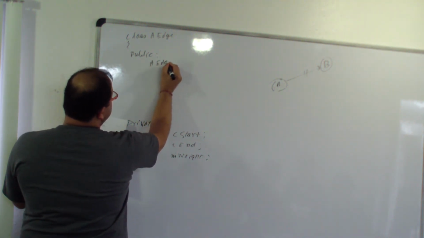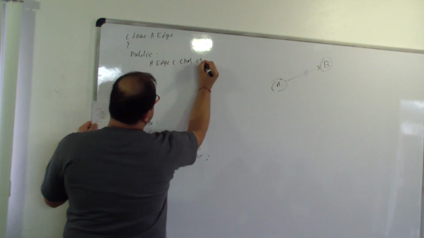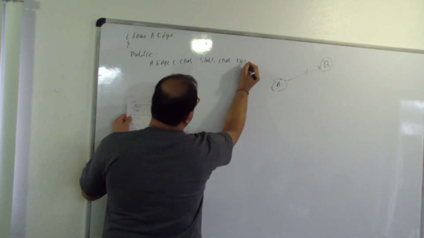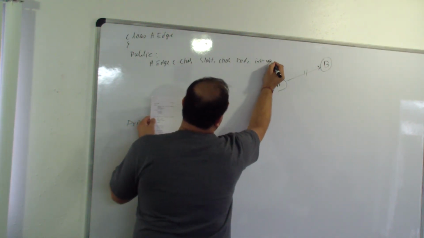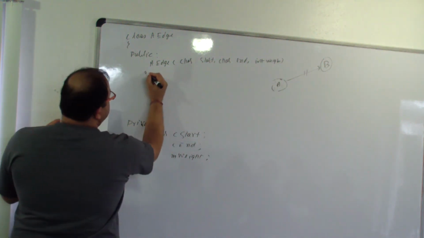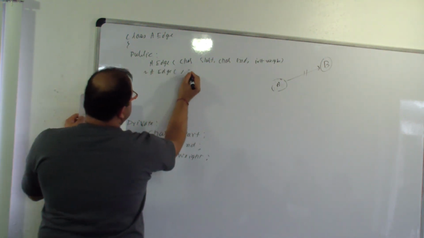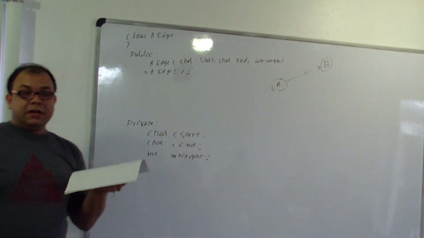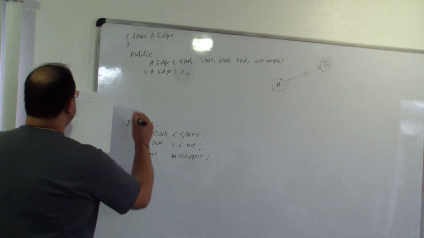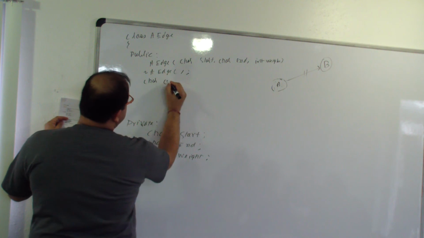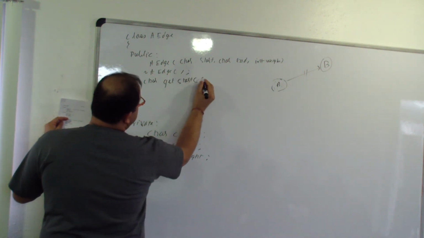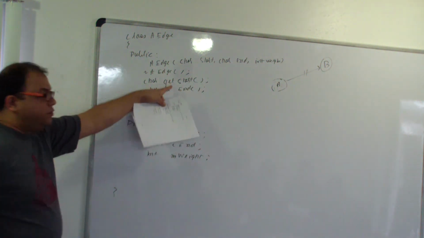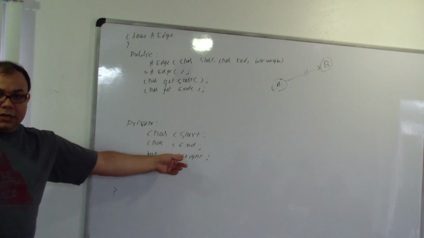So the constructor will be Edge with character start, character end, and integer weight. And tilde Edge will just delete the edge. Then we want to get the start and get the end at times, so we'll use these functions: character get start and character get end. These two functions will just return C start and C end.